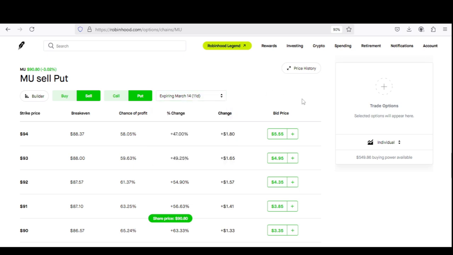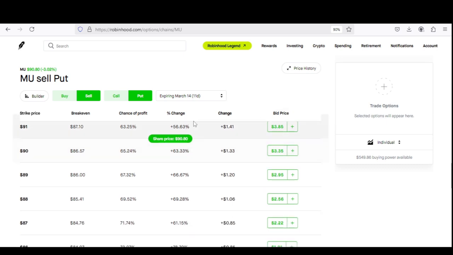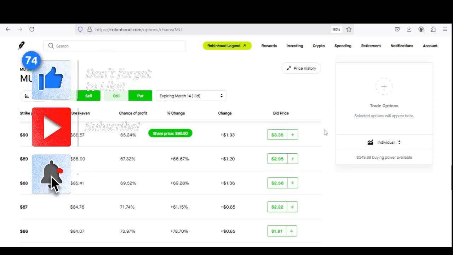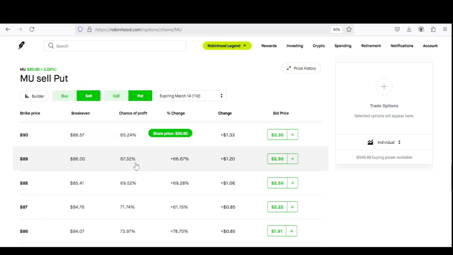Now, with this option strategy, it's highly advisable that we choose our strike price below the current share price. As you can see, the share price is $90.80. Now, my criteria for choosing the strike price with this option strategy is going to be anything with a chance of profitability of 70 or higher. So I'm going to be going with the $87 strike price. As you can see, it gives me a 71% chance of profitability. So that fits in perfectly with my risk tolerance.